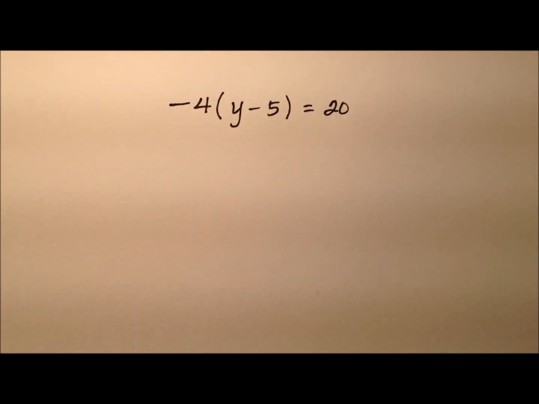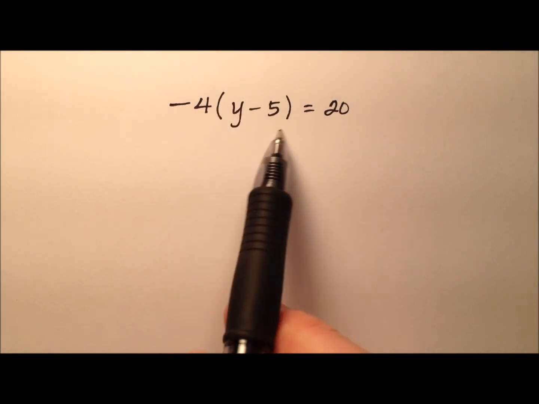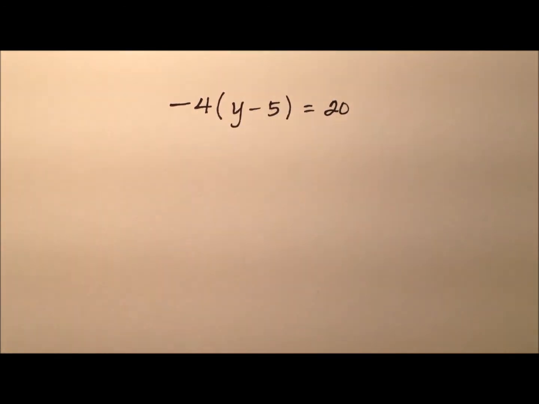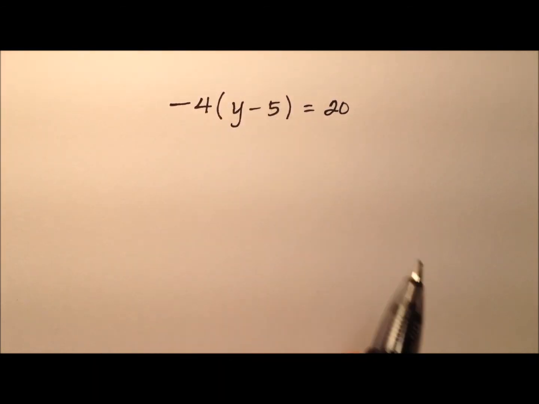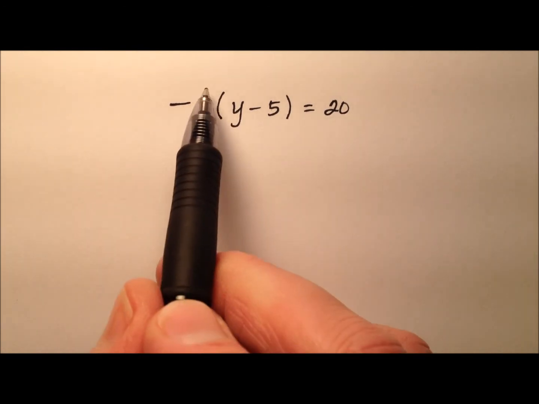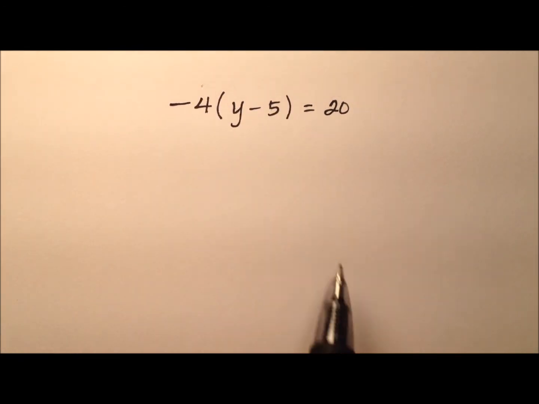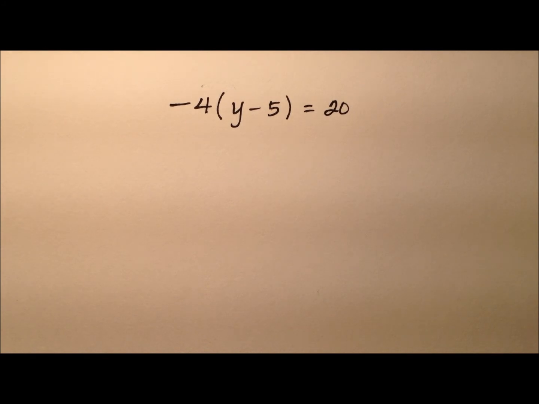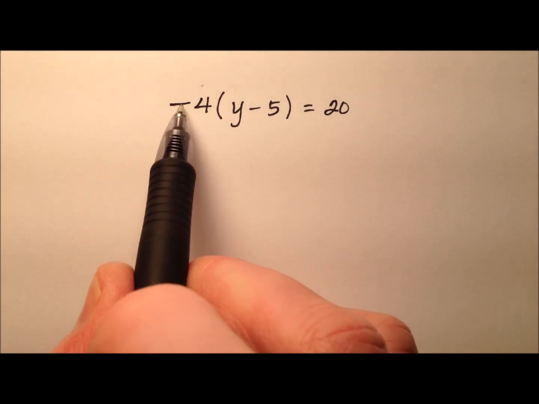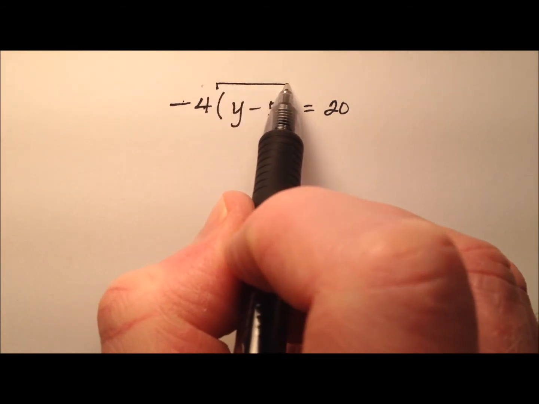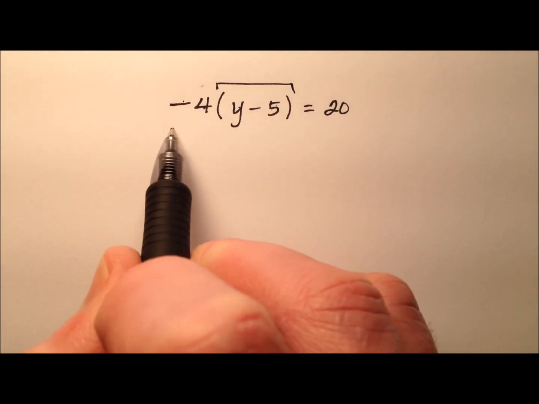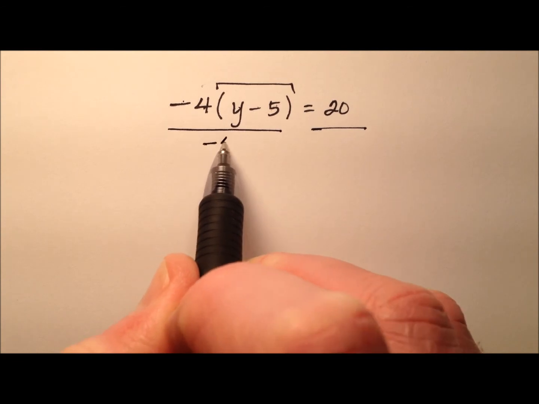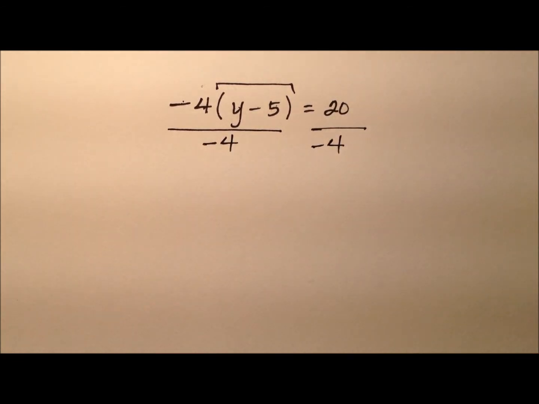In this third equation, we have negative 4 times the quantity y minus 5, and that equals 20. So a lot of times students will see the parentheses and they think automatically, well, let's go ahead and distribute. But by distributing here, it actually makes it a 3-step problem instead of just a 2-step problem. So how can we limit the amount of work we do and still get the correct answer? Well, this negative 4 is being multiplied by this y minus 5 expression. So to get rid of this negative 4, how about we actually start by dividing both sides by negative 4?